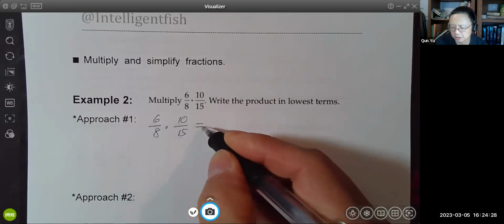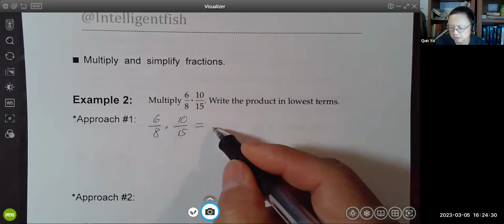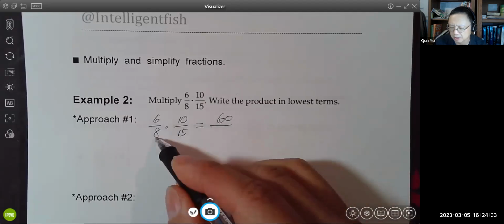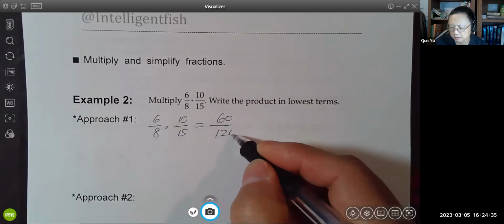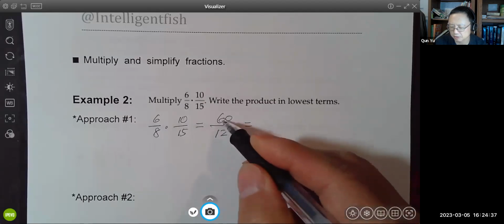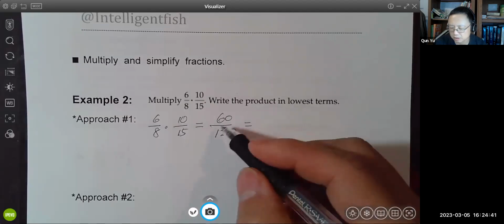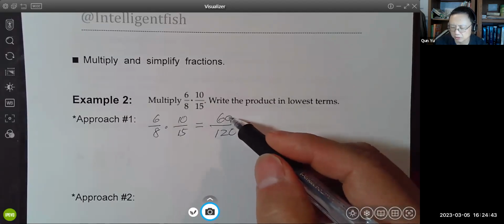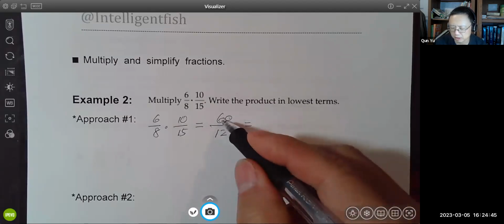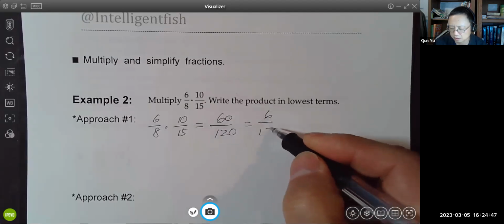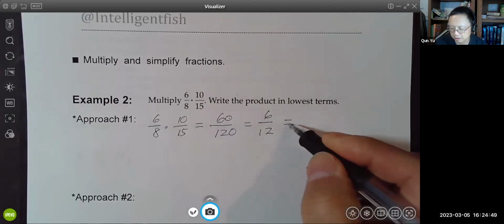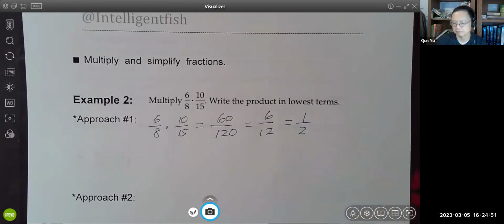We just multiply them together. 6 times 10 is 60. 8 times 15 is 120. Then we simplify that. You know that 60 is half of 120, right? But if you don't see that, that's fine. The 0 means 10 at the end, so divide by 10 on both sides. Now you can divide by 6 on both sides, and get 1/2. So the final answer is 1/2.